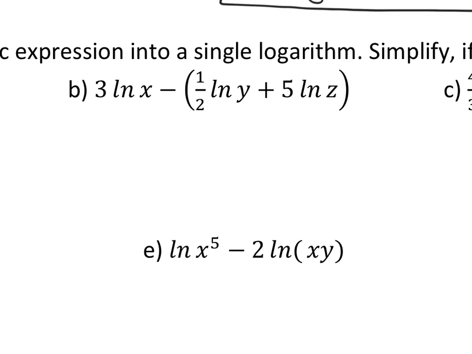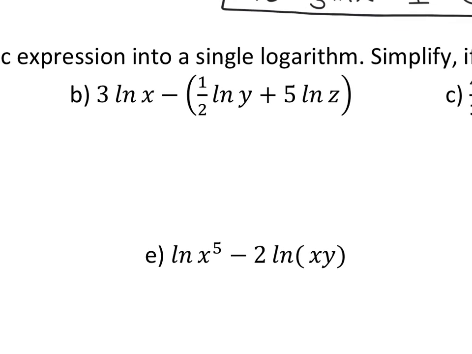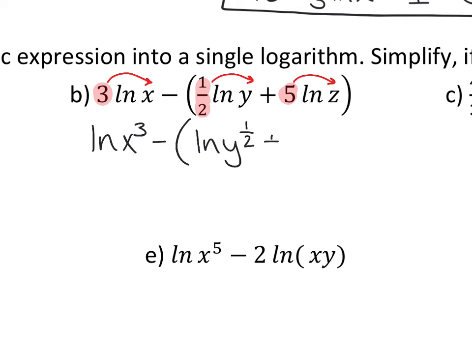If we look at B, again, the first thing I want to do is put the powers back up on top. So any of the powers I'm going to put back up. Undo the power of a power rule, essentially. Don't worry about the signs just yet. Just take care of this part. The next step in this problem would say natural log of x to the 3rd minus open parentheses natural log of y to the 1/2 plus natural log of z to the 5th power. All I did was take the numbers, the coefficients in front, and make them powers again.